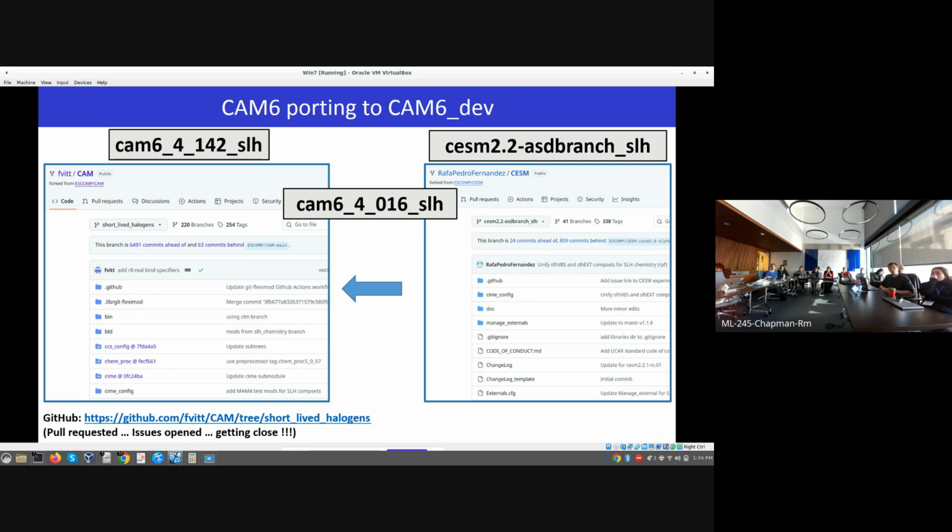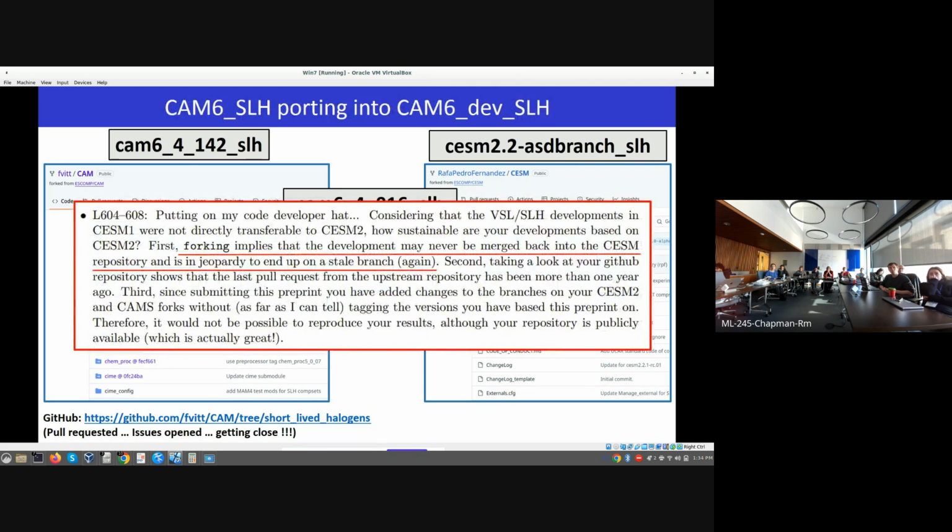And we have it done. I've been testing the first results, and this is really important. This is just one of the questions I need to ask. I do need to answer from the review. So we have all the repository in my personal GitHub, but it's not in the trunk of the code yet because this is the CSM 2.2 SLH version. And how can we make sure that this will be available to the community? So then we need to put everything in CAM6 development.